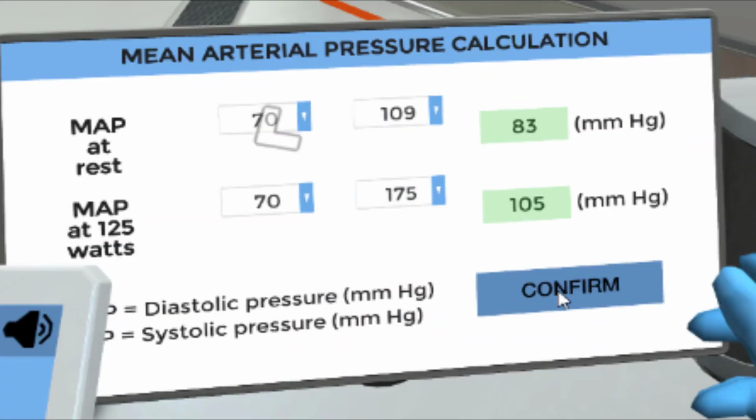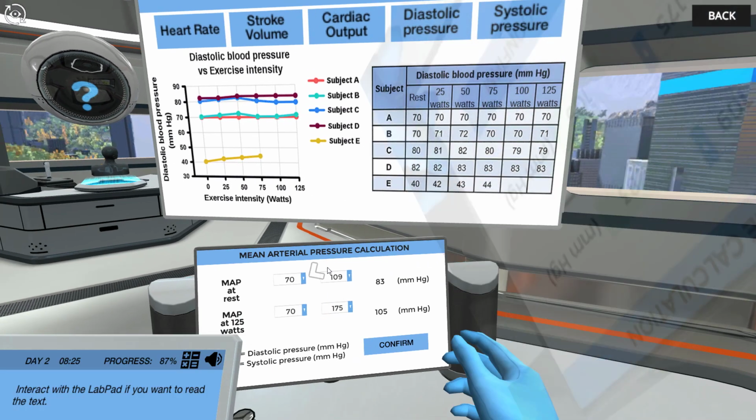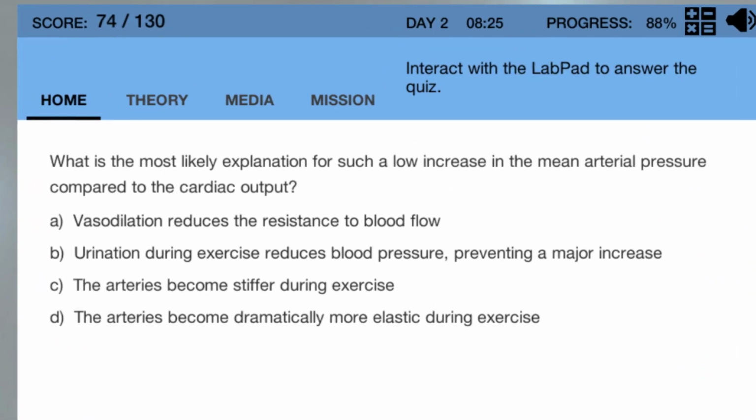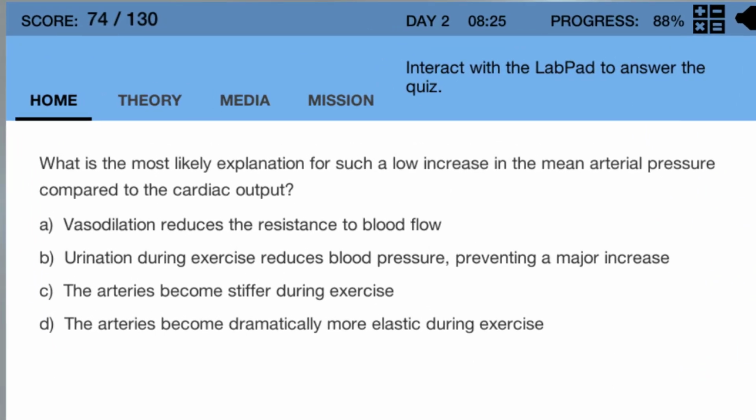Exactly. Seems like diastolic blood pressure didn't change much between rest and 125 watts. However, systolic blood pressure did increase, and that made the MAP increase from 83 to 105 millimeters of mercury. What is the most likely explanation for such a low increase in the mean arterial pressure compared to the cardiac output?